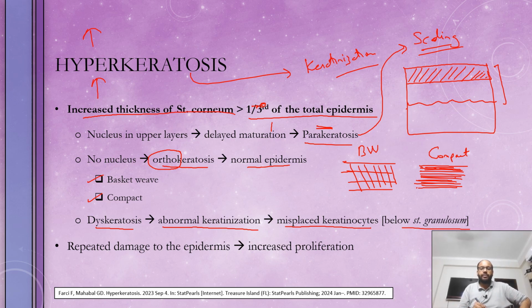Now, hyperkeratosis occurs because of repeated damage to the epidermis. Epidermis skin gets repeatedly scratched. It's more of a secondary change, and there's lichenification, there's thickening of the epidermis, and when you biopsy that area, you find hyperkeratosis because of increased proliferation of keratinocytes. Let's move forward.